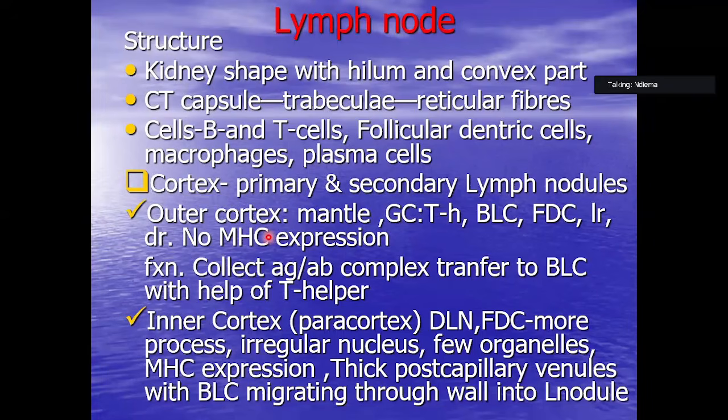The inner cortex is comprised of a diffuse distribution of lymphocytes. It also has follicular dendritic cells, and unlike what we have in the outer cortex, these follicular dendritic cells have more processes, fewer organelles, and an irregular nucleus. This is the site of major histocompatibility expression.